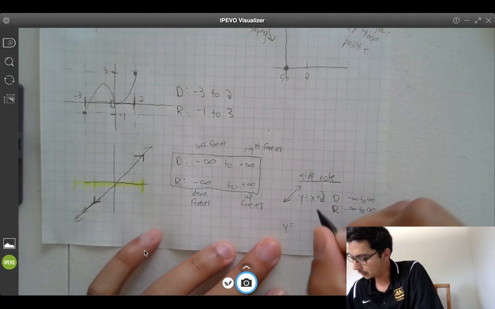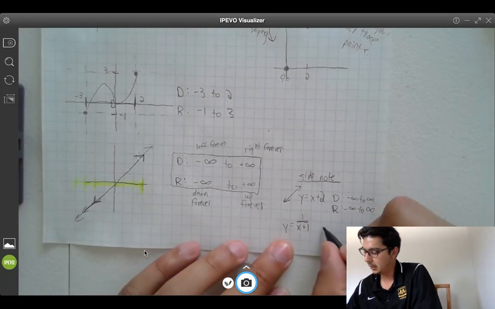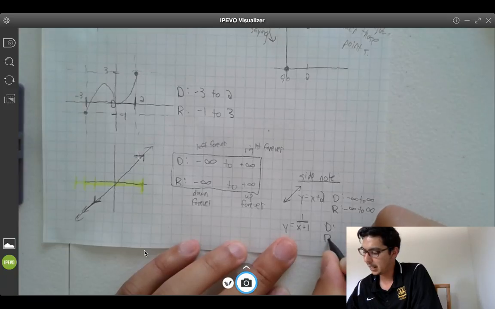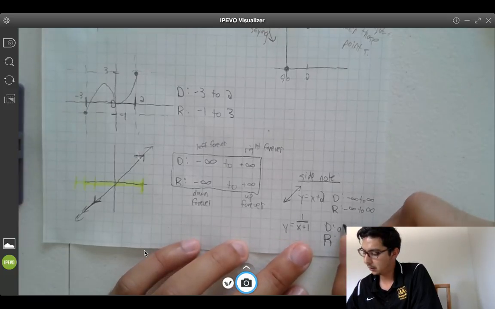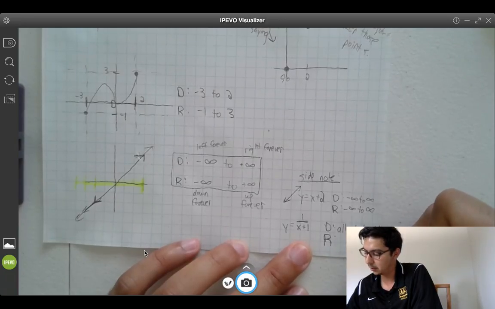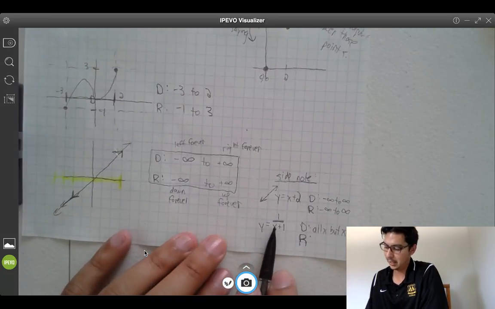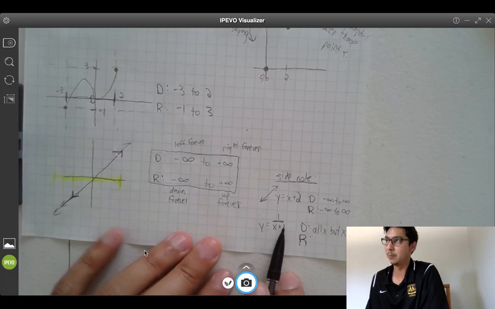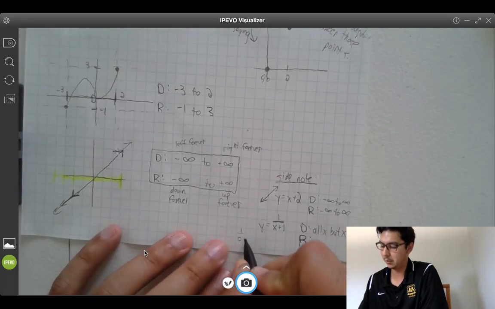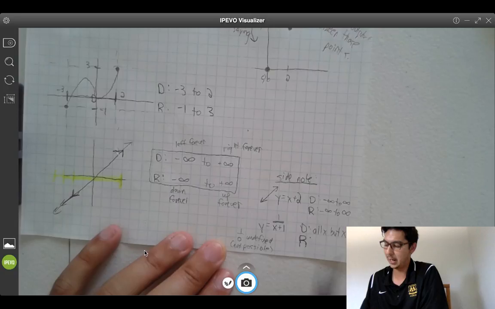However, if, say you looked at something like 1 over x plus 1, this domain, and this is a tricky one, is actually all x, but x cannot equal negative 1. Why can't x equal negative 1 here? Because if I plugged in negative 1, what's negative 1 plus 1? Well, that's 0, and 1 divided by 0 is undefined. That's not possible. So that's why your domain, you can plug in any number, but you cannot plug in negative 1.